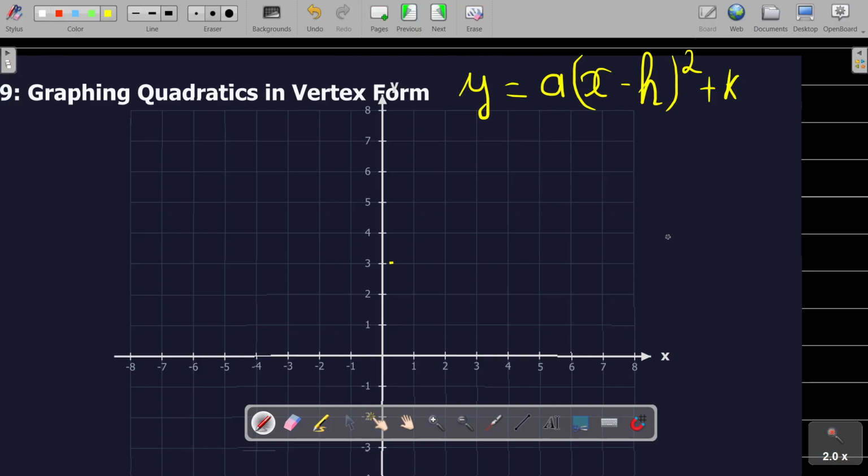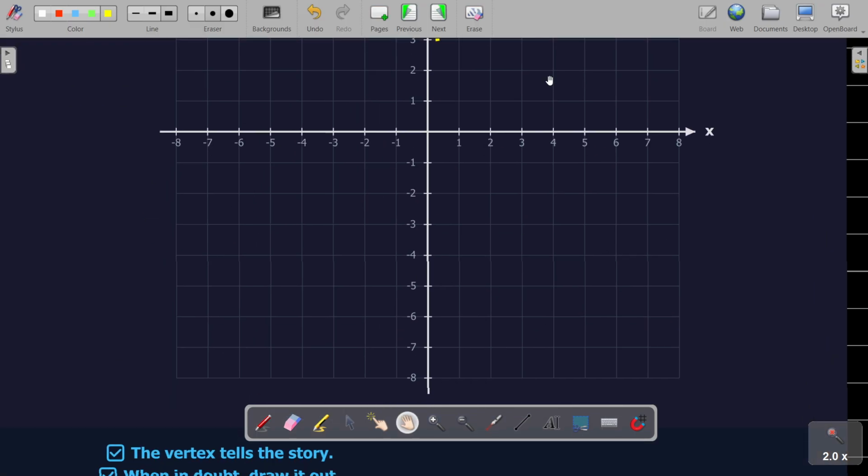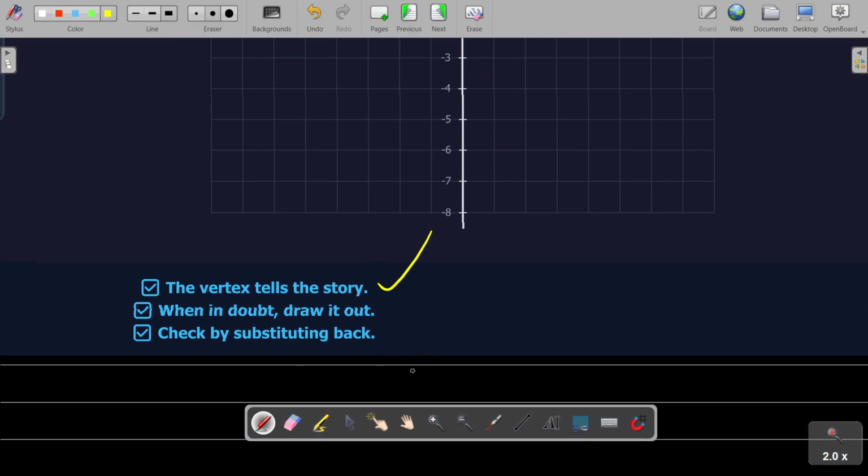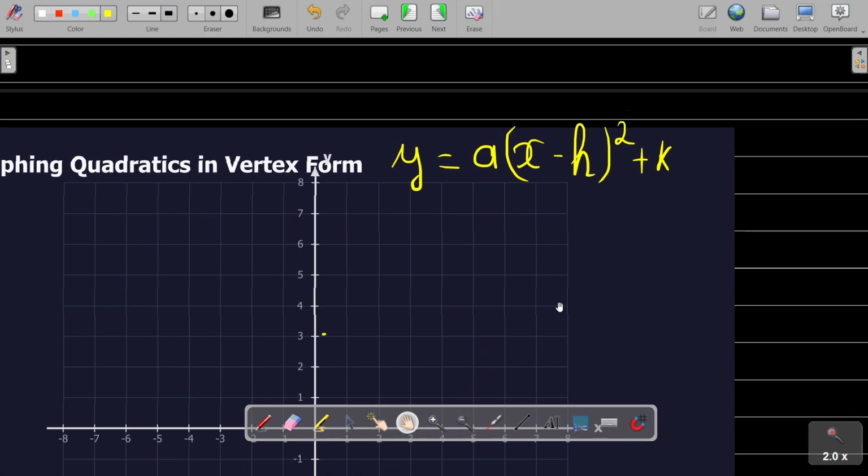The full vertex form combines both shifts: y equals a times (x minus h) squared plus k. Now, of course, what do we have? The vertex always tells the story, and when in doubt, draw it out. These are going to be our two most powerful tools, and we're also going to check by substituting back. This is like a tradition at this point within this channel.